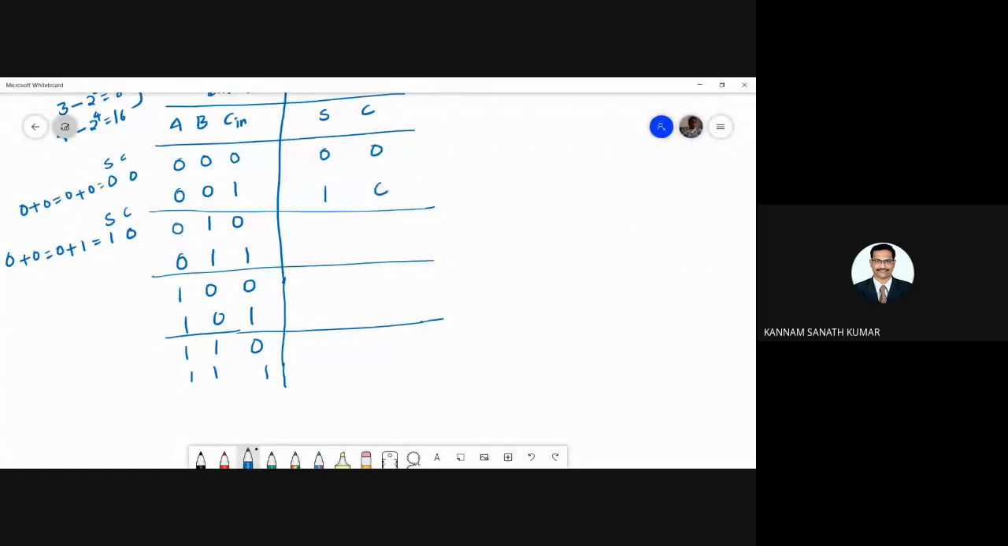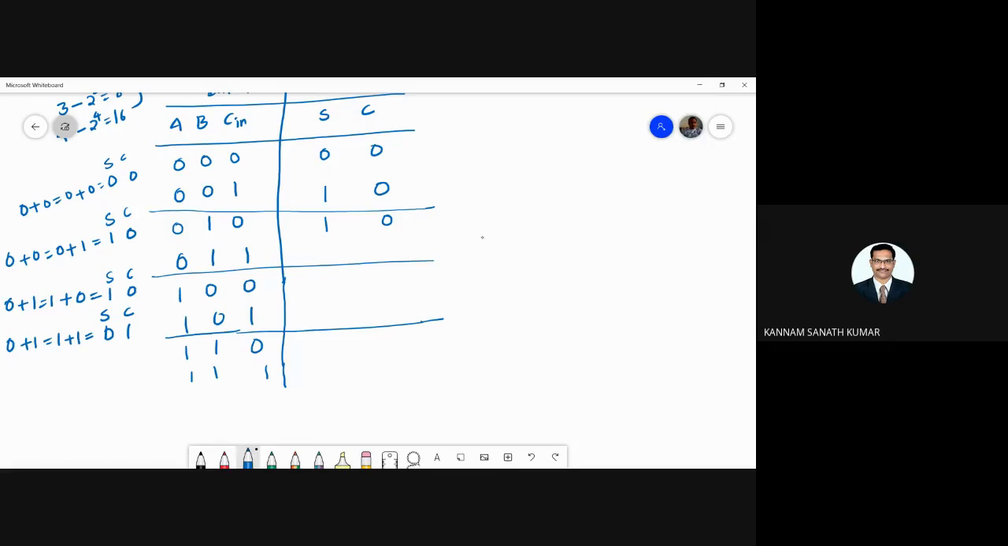Again 0 plus 1 is what? 1. 1 is added to 0. You are getting sum 1 and carry 0. Similarly, when you are adding 0 plus 1, you are getting 1, and 1 plus 1, what are you getting? 1 0. Okay. So that means 0 1. So sum is 0 and carry is what? 1.